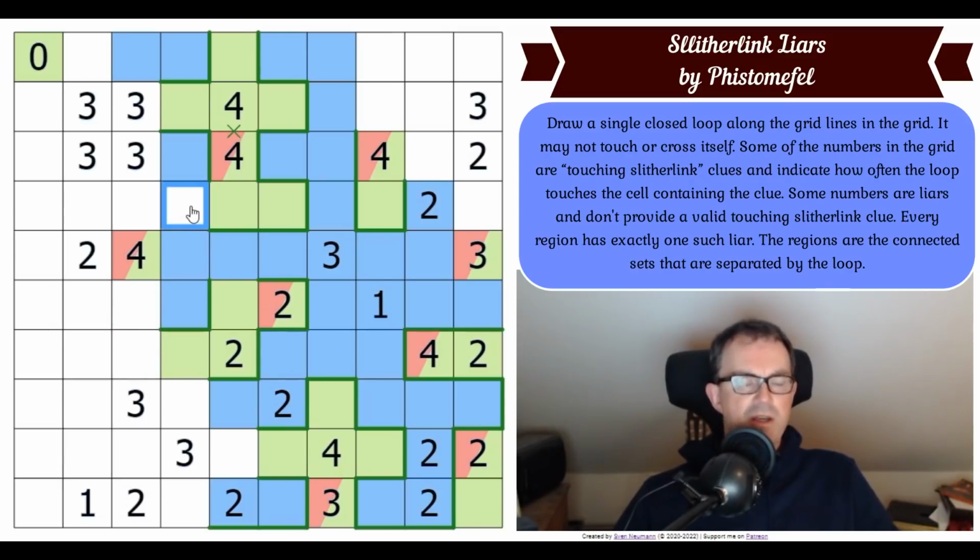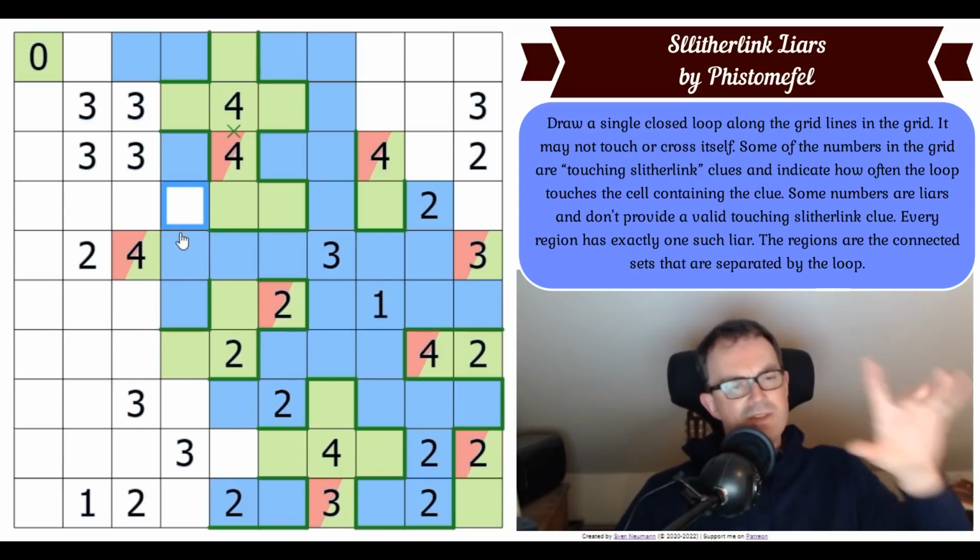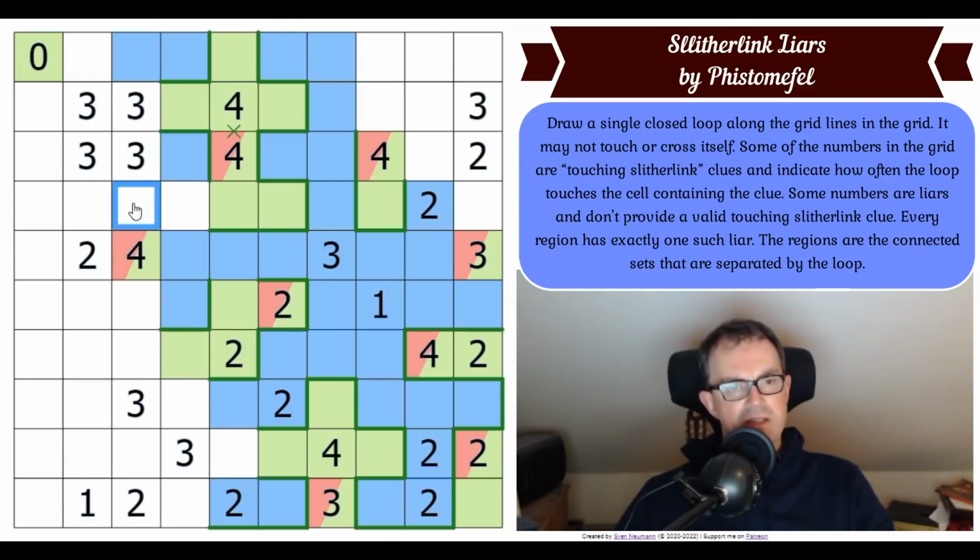Which means this square can't be green. The way this has been put together is so clever. I mean, you expect nothing else from Phistomefel, but again, can't connect these because this would be blue and the loops would touch each other at a point here, which is not a good idea. So that cell there has got to be blue now, which gives us another line segment here.